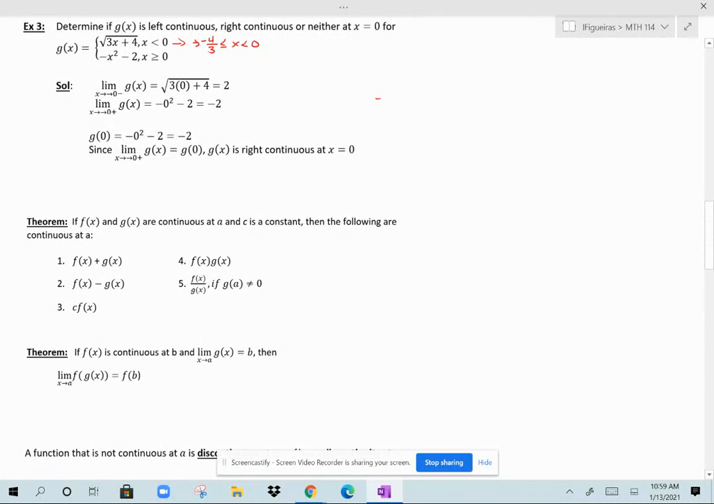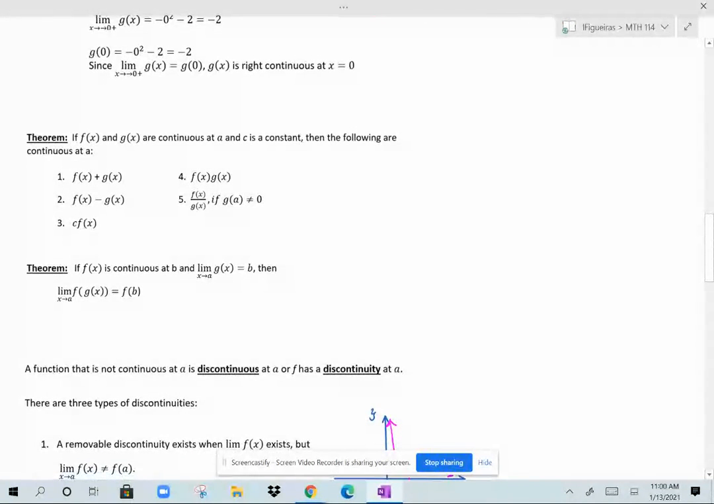So this is also true when we're talking about composite functions. If f of x is continuous at some value b, and the limit as x approaches a of g of x is equal to b, then the limit as x approaches a of f of g of x is just equal to f of b. So in other words, you can take the limit of the inner function and then evaluate the function where that limit exists.